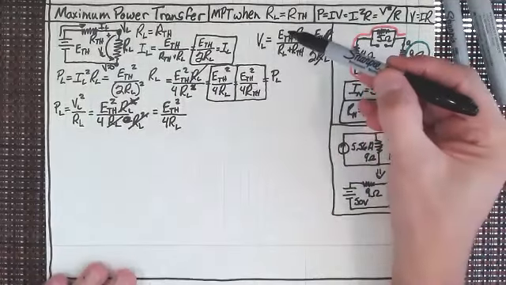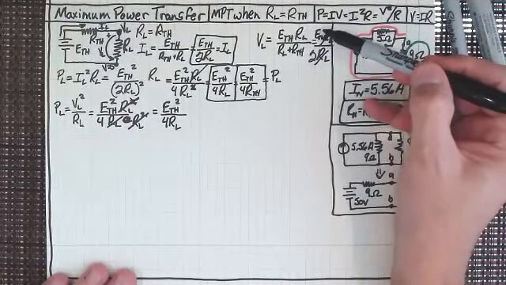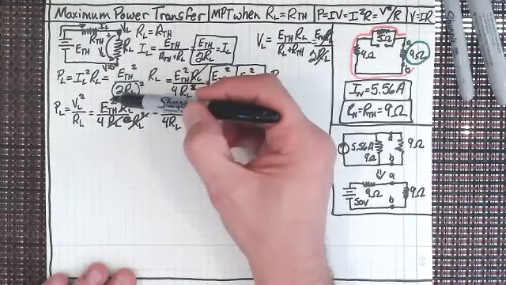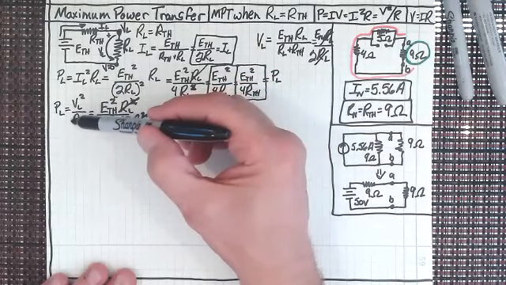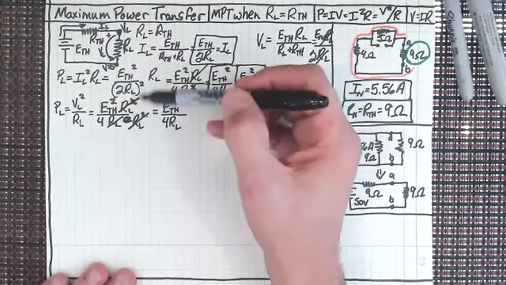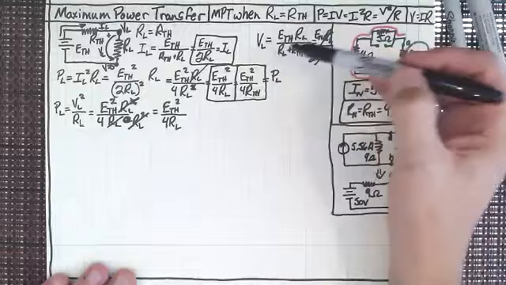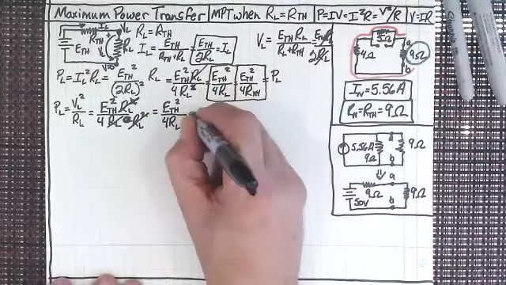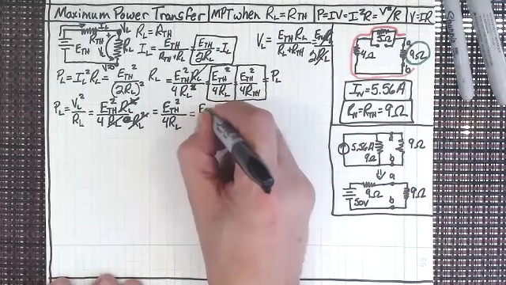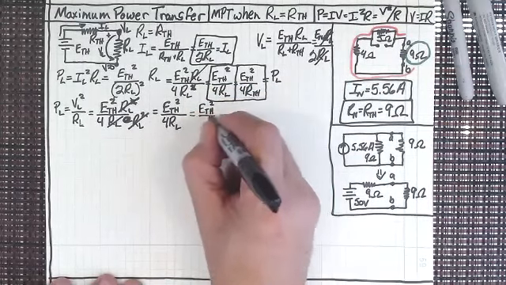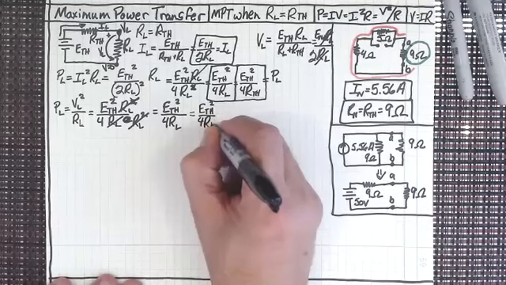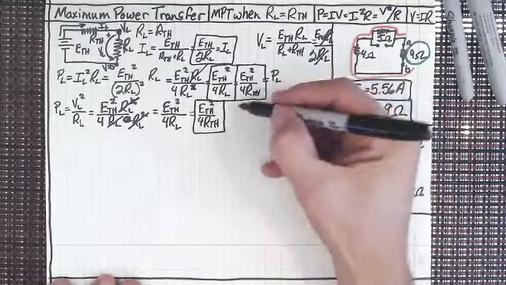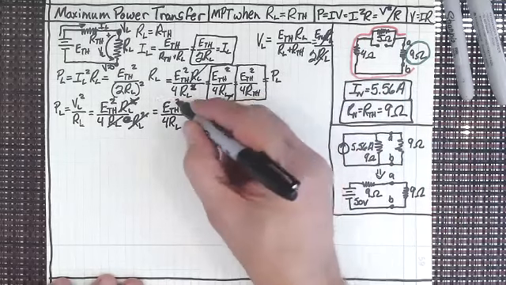I've got this canceled out with R sub L, so really squaring V sub L is just going to give me E sub TH squared over 4. And then in the denominator, I have R sub L. I actually wrote it in, but it's the same thing. So it comes to E sub TH squared divided by 4 times R Thevenin, right? Where have I seen that before? I've seen that right here.